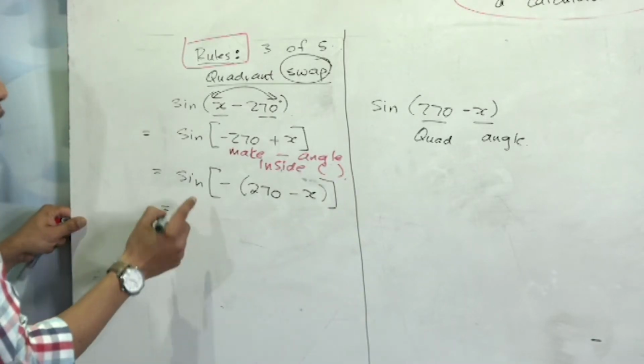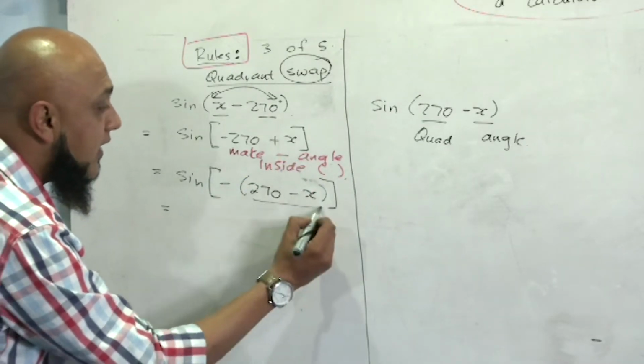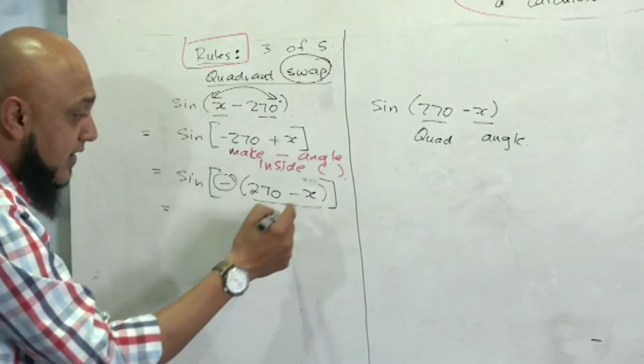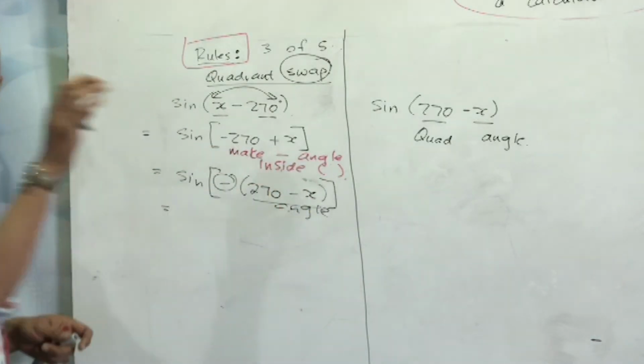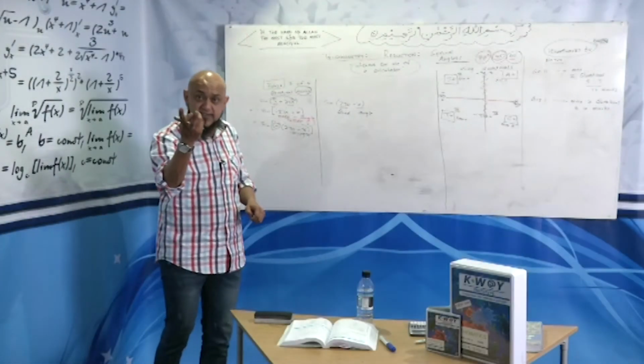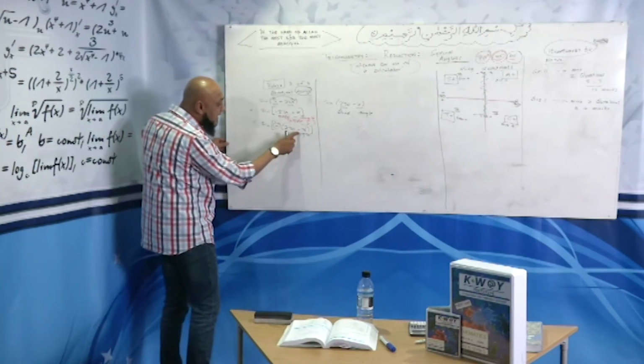Okay. What do we know, guys? Here's your negative angle now. There is your negative angle. That's your angle, negative angle. We made it a negative angle. So we swap the two around. We swap the angle and the quadrant around. And we made it a negative angle.